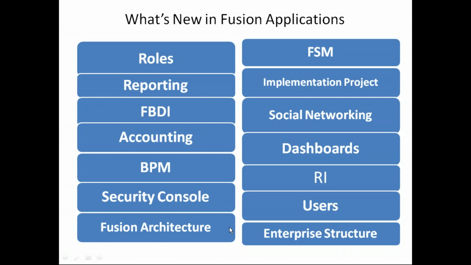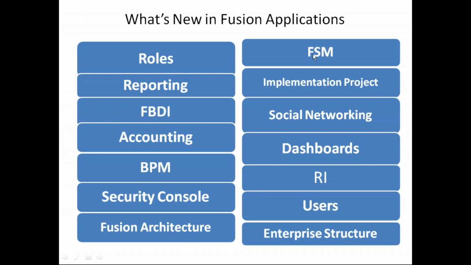And Fusion architecture. We know the EBS architecture: applications and database. In Fusion, they introduced middleware also. What the reason is, what components we have as part of middleware, how those are connected and why they introduced it, all these points we'll discuss as part of the Fusion architecture. I just mentioned this here to point out that the architecture is also changed in Fusion applications compared to EBS. Anyway, we'll have sessions on those and discuss in more detail.